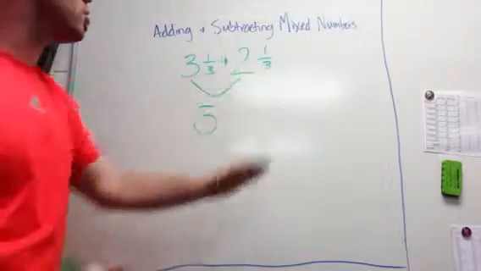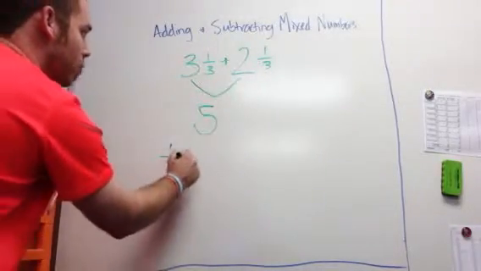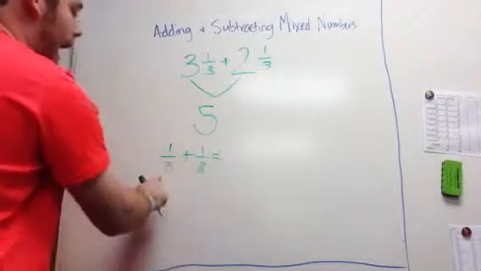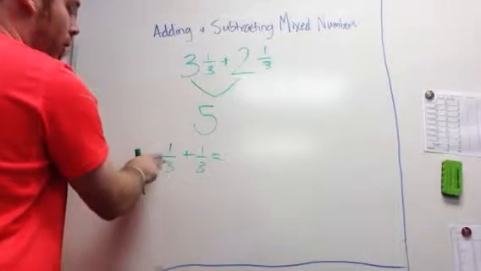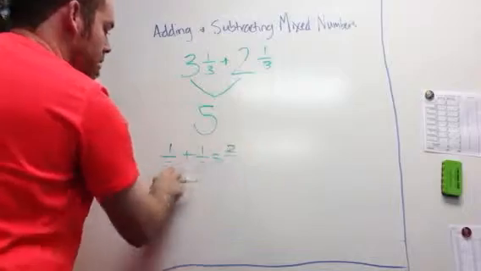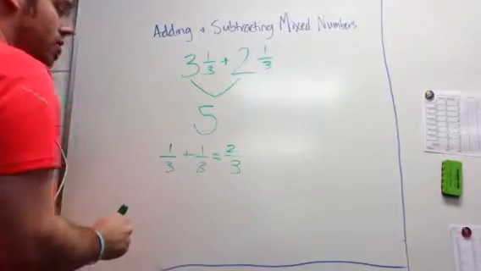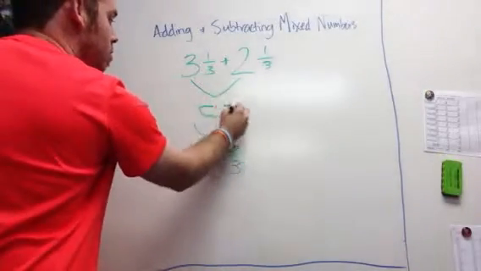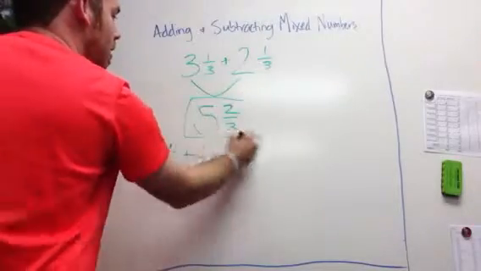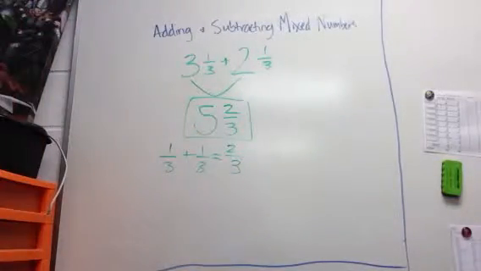If it confuses you to see all that up there, what I would do is just rewrite the two fractions out and add them: 1/3 plus 1/3. Our numerators, 1 plus 1, is 2. Denominator doesn't change, so 2/3. And we reconnect it back to our whole number, and that is how we add a mixed number.